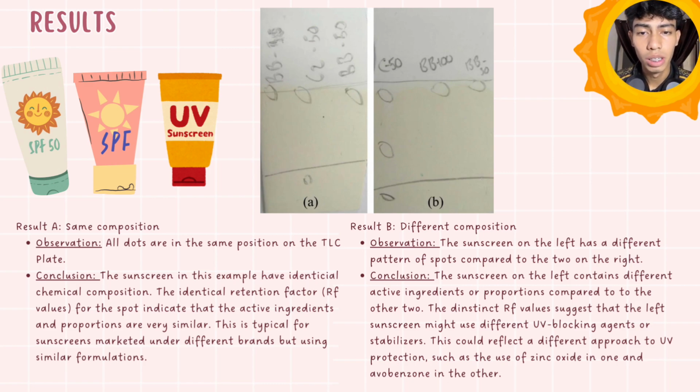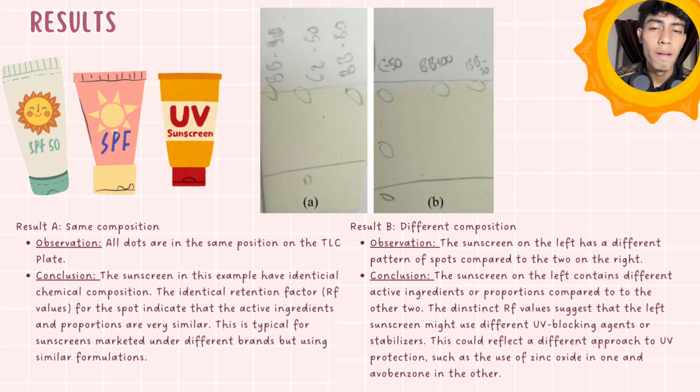Next, result B, which is a different composition. In result B, things get more interesting. Here, the pattern of spots is different. The sunscreen on the left shows a different set of dots compared to the two on the right. What does this tell us? The sunscreen on the left has a different combination of active ingredients or proportions. The distinct RF values indicate a variation in the chemicals used for UV protection.